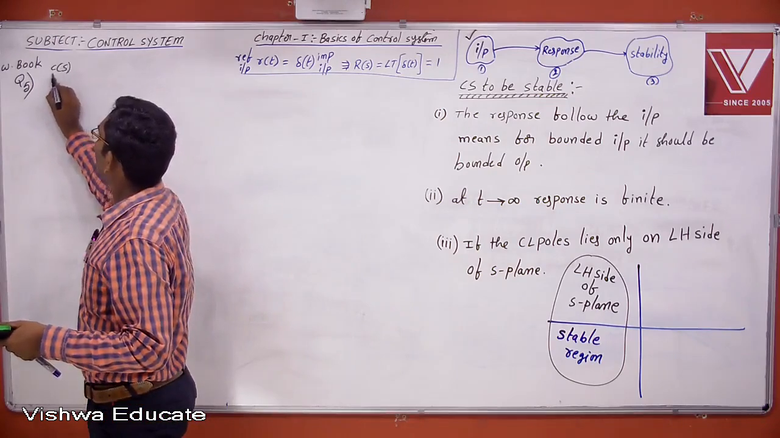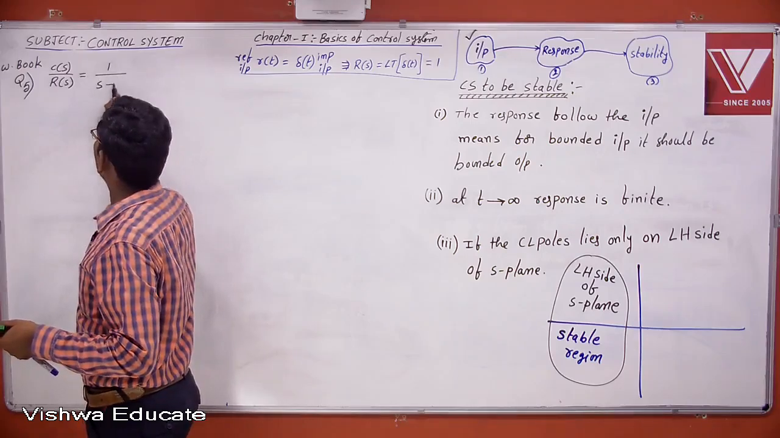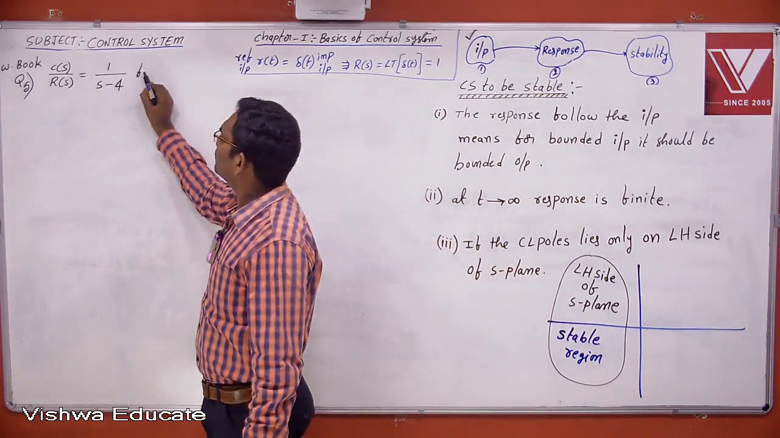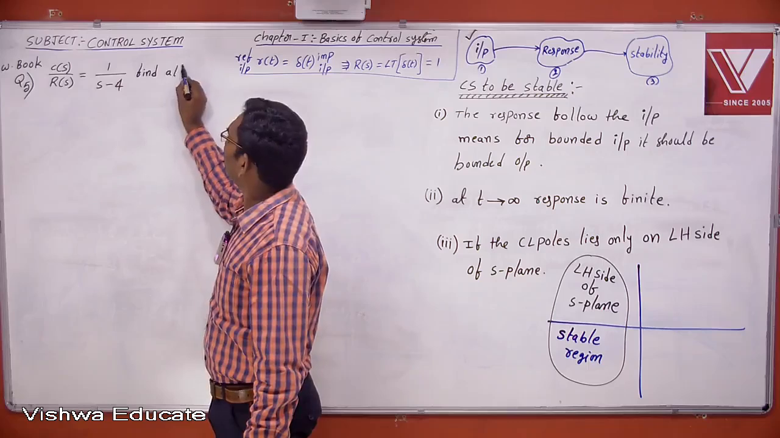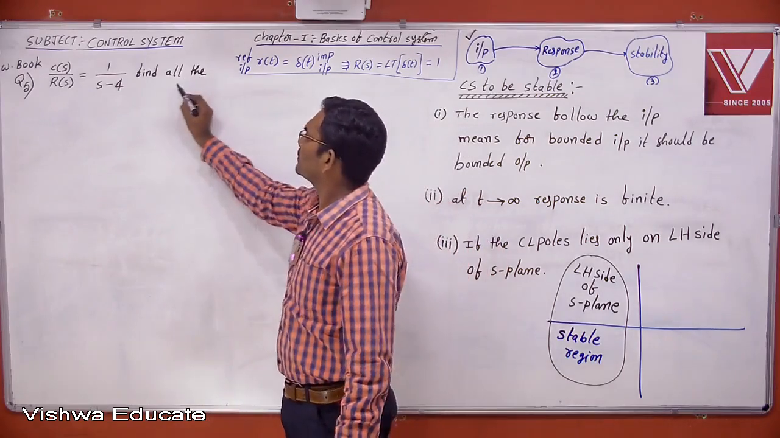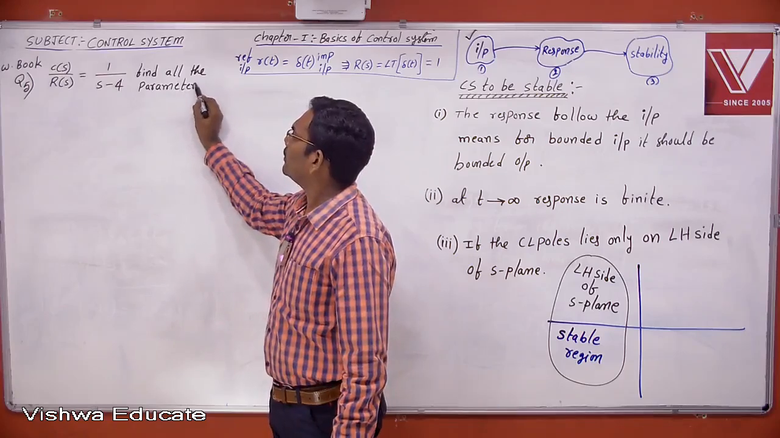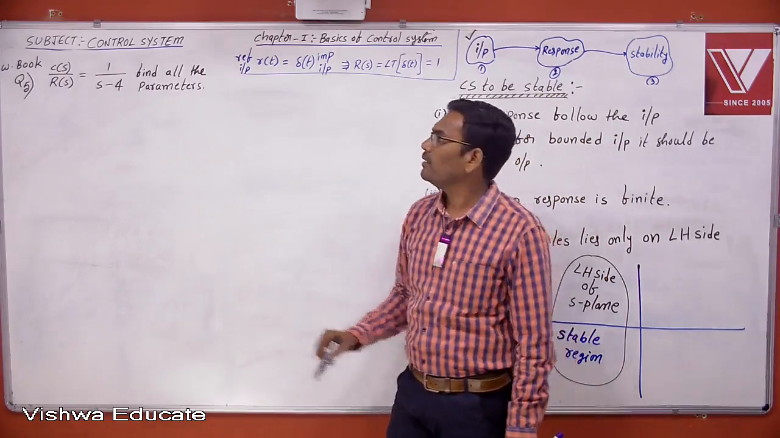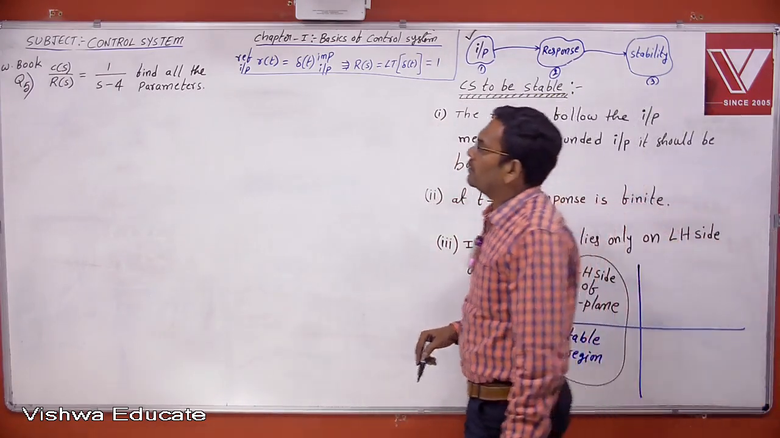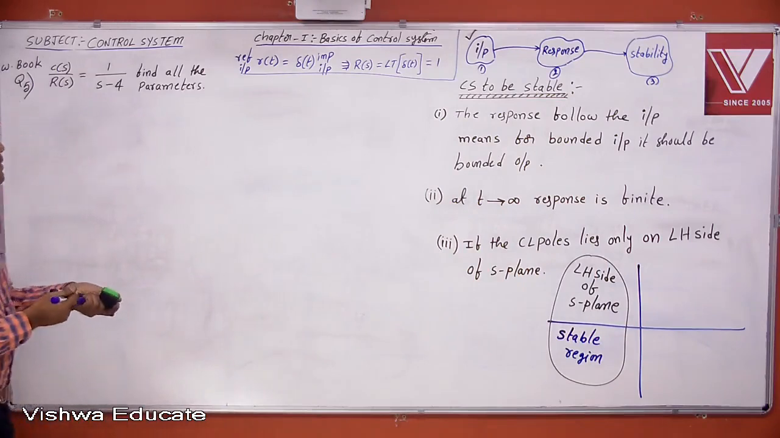Now, considering the closed loop control system, C(s)/R(s) = 1/(s-4). What is the question asking? Find all the parameters. In one statement he is asking us to find all the parameters, meaning whatever we are able to calculate. This is question number 5 in our handbook. Find all the parameters, and we can solve it the way we solved previous ones.